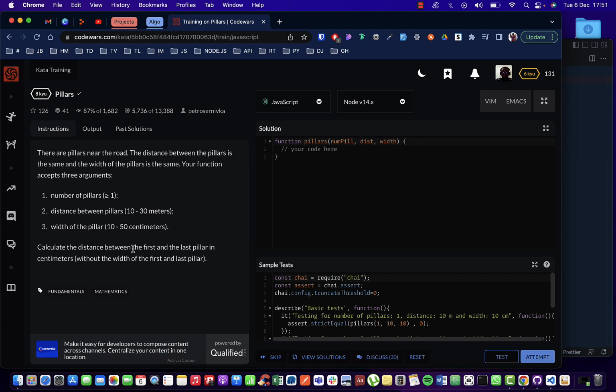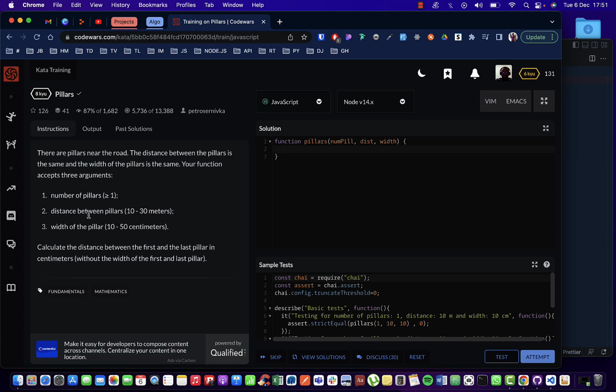So it says calculate the distance between the first and the last pillar in centimeters without the width of the first and the last pillar. So let's come here to solve that in JavaScript, and now we're given numpil as the number of pillars. Distance here is going to be the distance between the pillars if you have more than one pillar, and the width is the size or the width of the pillar in centimeters. So we have been told to get the distance between the first and the last pillar.